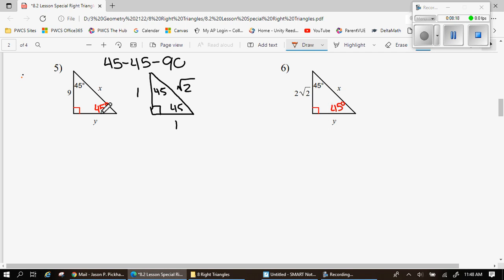So again, I have similar triangles. They have the same angle measures. I can use proportions to figure out how long the sides are. What's really nice is that in a 45, 45, 90, if I know one of the sides across from 45, then the other one should be the same. So right now we already know that y is 9.